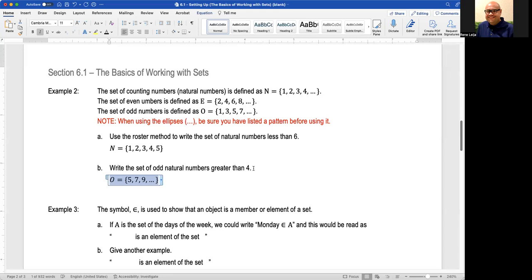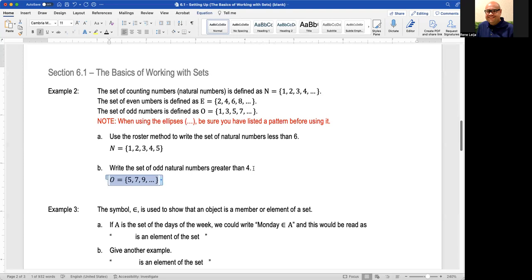I could not use the ellipses in the first example because we were only listing those numbers that were less than 6. And if I were to include 0, that's my whole numbers. If I include the negative numbers, then I have gone into integers. And that's not what they wanted.